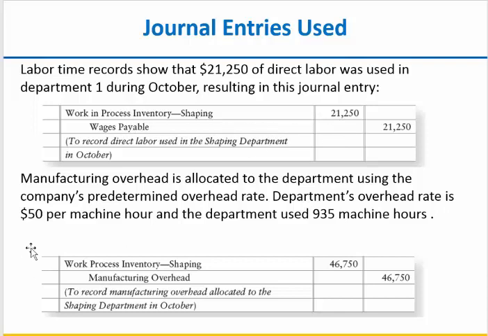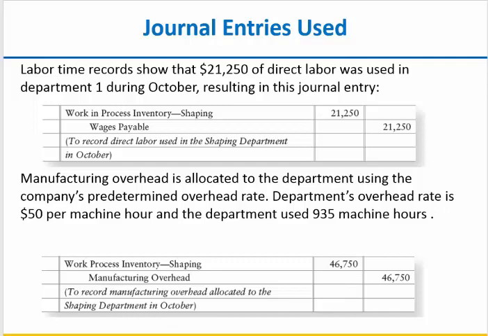Manufacturing overhead, we also use allocation here. So assume that we have a $50 overhead rate, and this department, the shipping department, used 935 machine hours. Then we multiply $50 by 935 machine hours, and we end up with 46,750. The same here, you have allocated manufacturing overhead, which is that much credit, and the work in process will receive a debit.